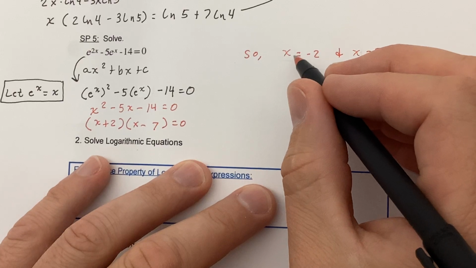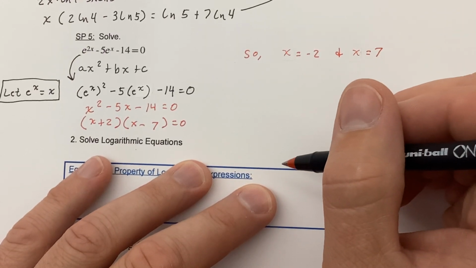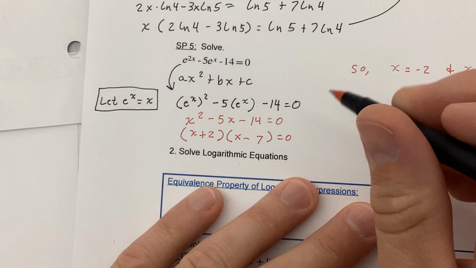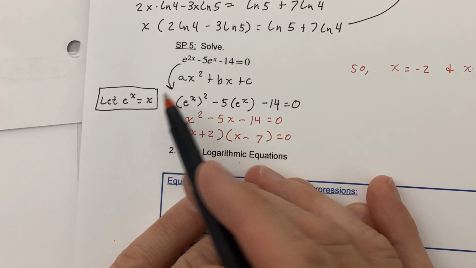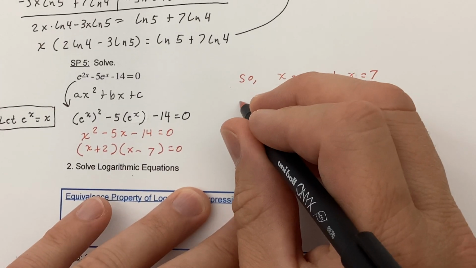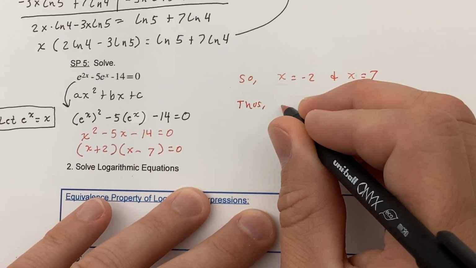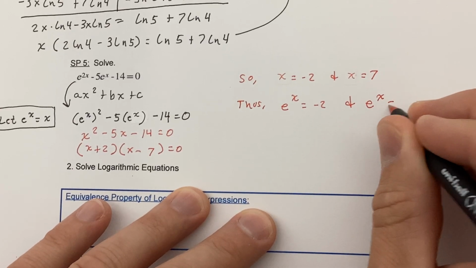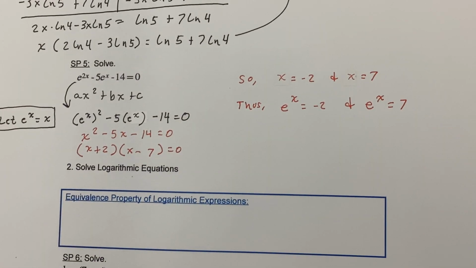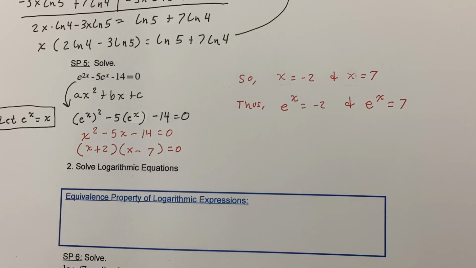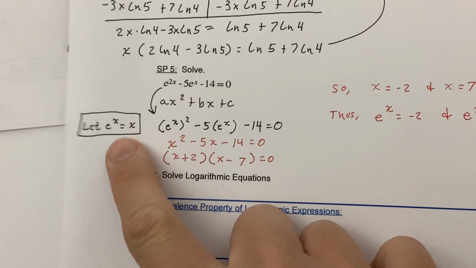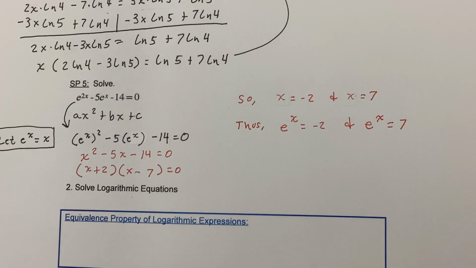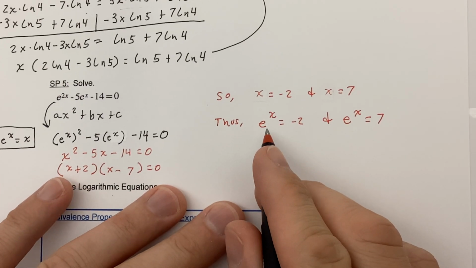Now we need to replace this x with what? What did we do before? Well, e to the x is that. Thus, e to the x is equal to -2, and e to the x is that 7. This is called the substitution method, just a different way than what you know it. Replacing that x with what we originally had it as. Let's go ahead and finish this now.